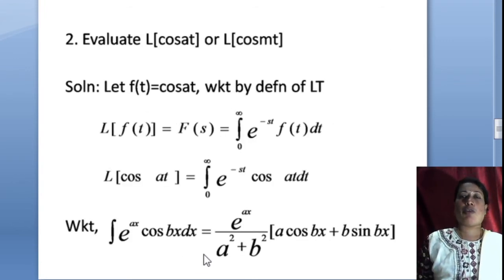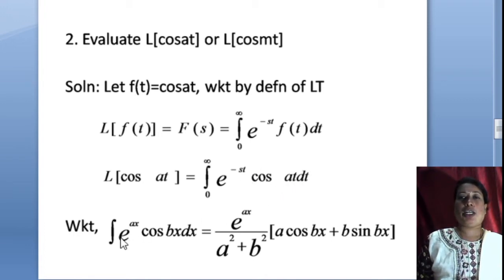Similarly, we have to derive the formula Laplace of cos at, or Laplace of cos mt, any constant. Same substitution method: f of t is equal to cos at. We know that by definition of Laplace transformation, Laplace of f of t is equal to integration of 0 to infinity e power minus st f of t into dt. Here also you have to replace f of t with cos at.